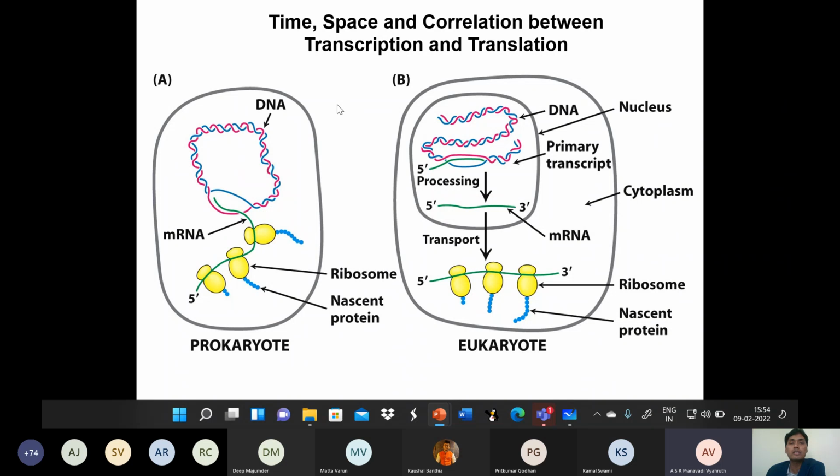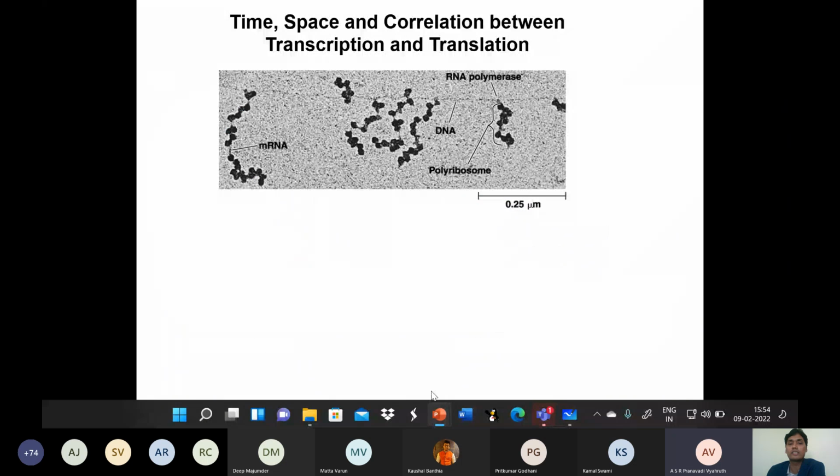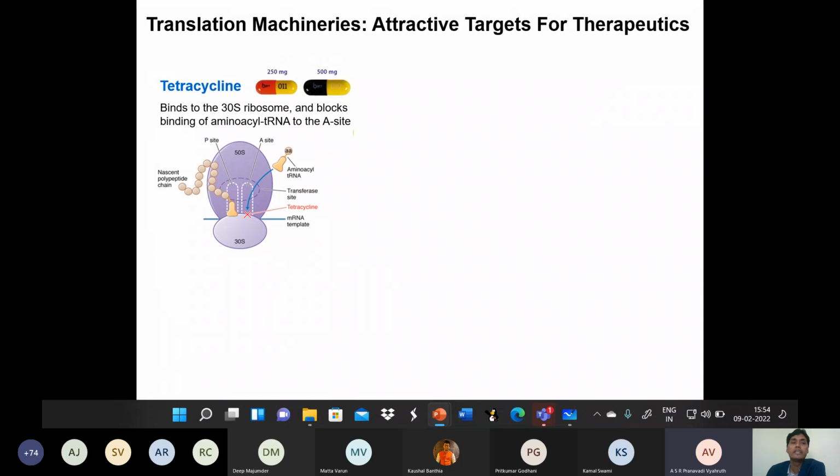And this is the correlation between transcription and translation. In this slide, again and again I told you that transcription and translation happen together in bacteria, and in eukaryotes those two are separate processes. And here, the translation machineries are an attractive target for therapeutics. This is the last slide today.